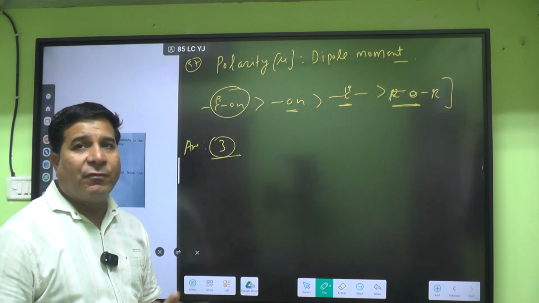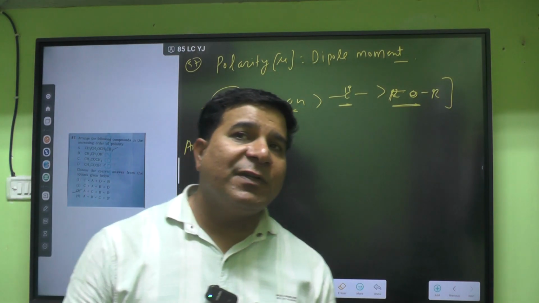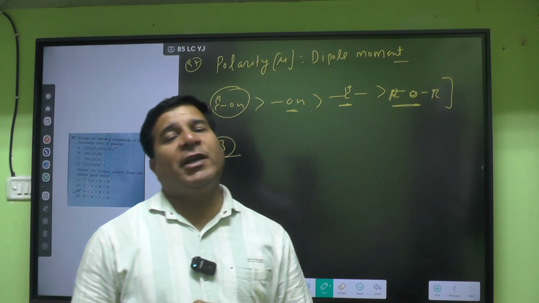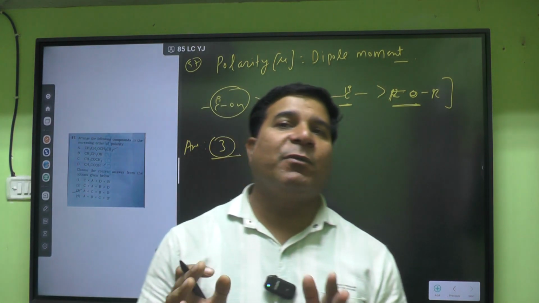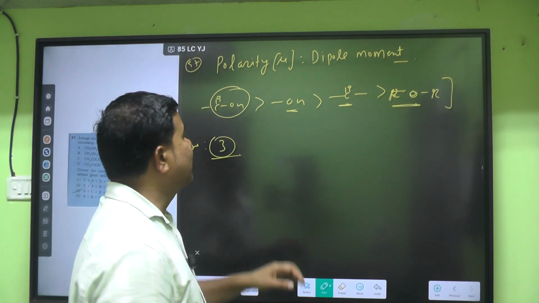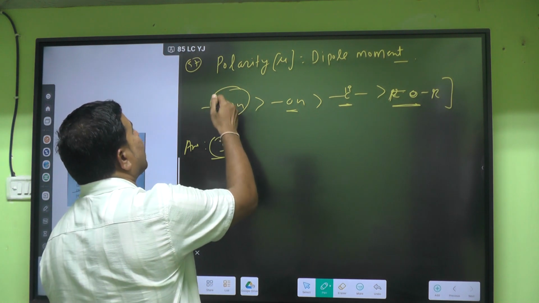Remember polarity. Why do we discuss polarity? How polar is a compound? Which molecule is more polar, and which is less polar? To identify polarity we require the dipole moment. That's why we discuss dipole moment. So remember, the acid group has a larger dipole moment and a more polar nature, because a more electronegative element is present.